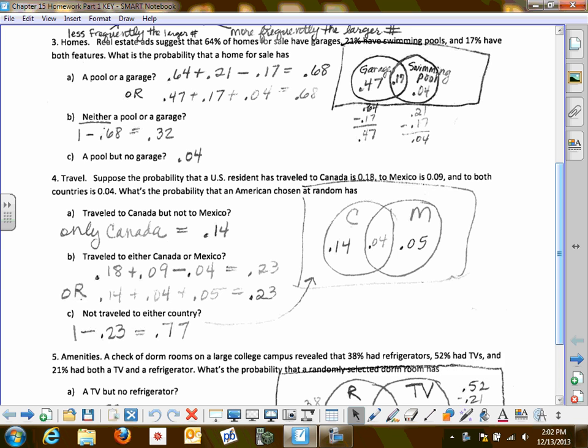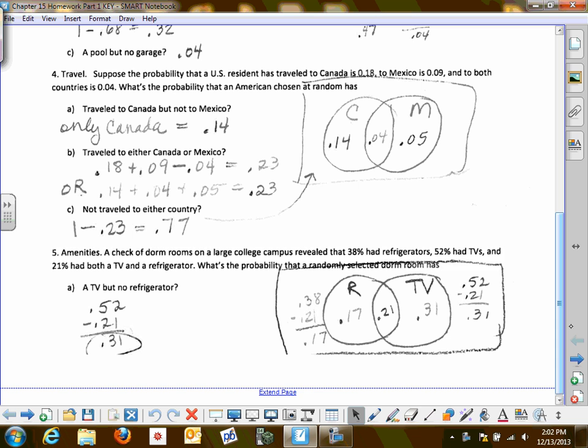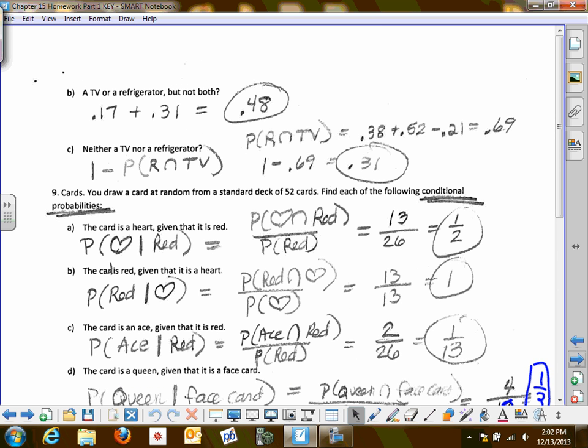Okay. Now, your number 5 actually starts on the back of the next page. Mine started at the bottom of this page. Can we do a vote? Okay, so that's 31% for that part. And then 5B is 48%. 5C is 31%.